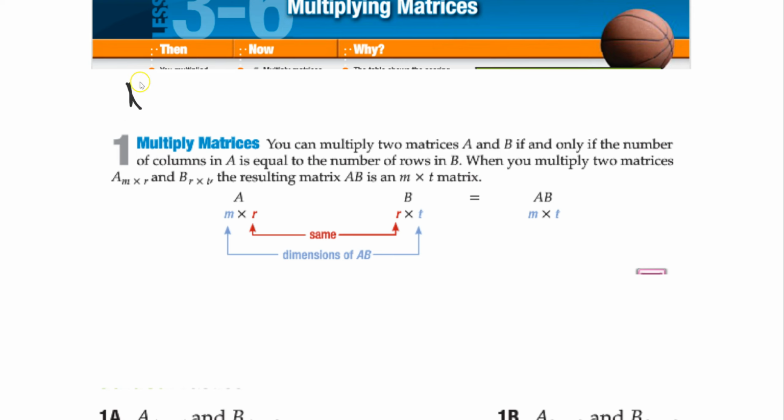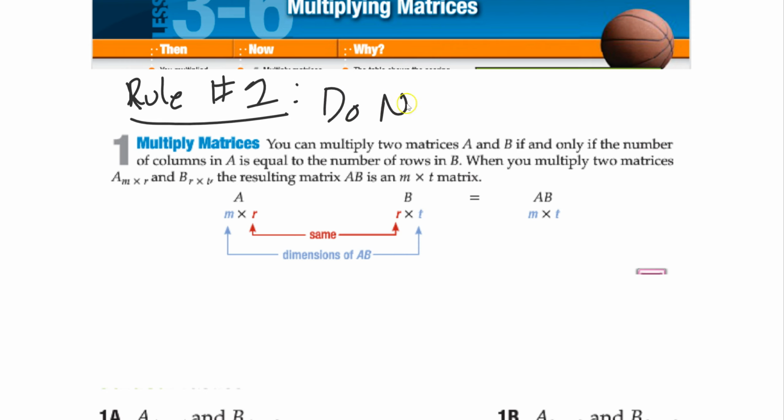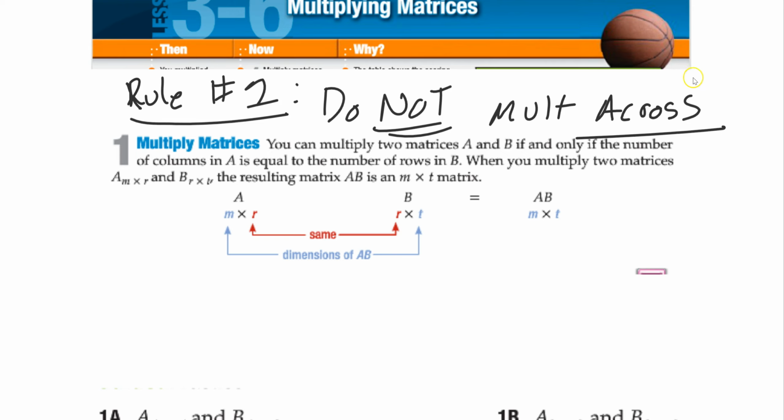Rule 1. Do not multiply corresponding parts. I'll just say multiply across. Do not do that. So again, that is not what you want to do. Multiplying matrices is a lot more complicated. We've got to find things that match and then multiply accordingly.